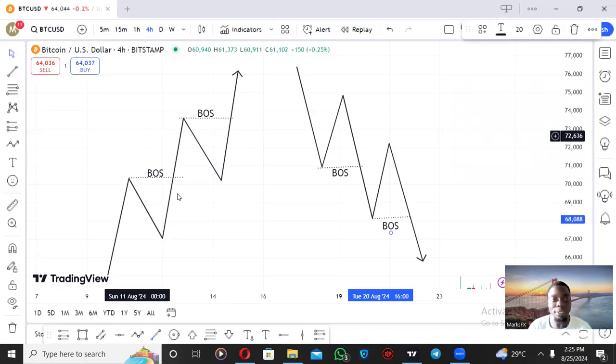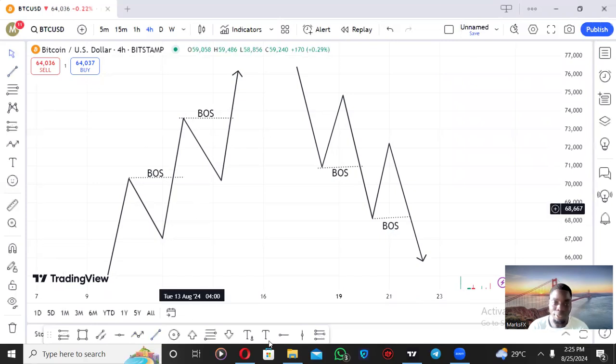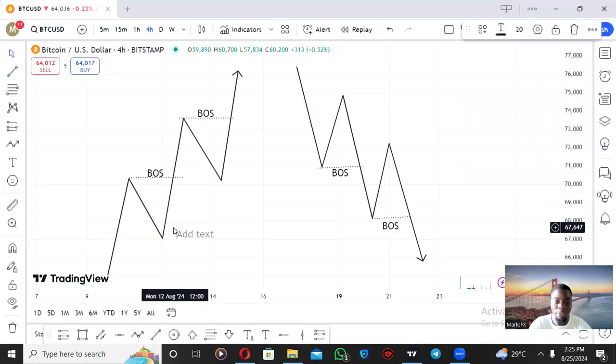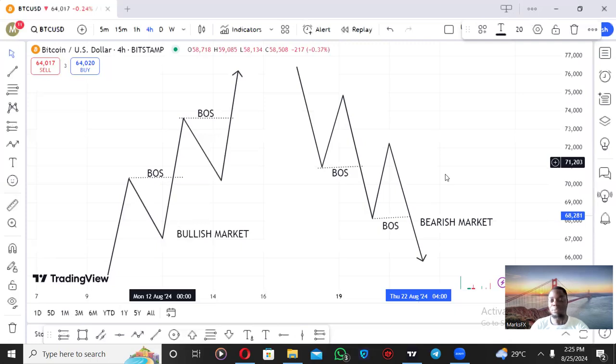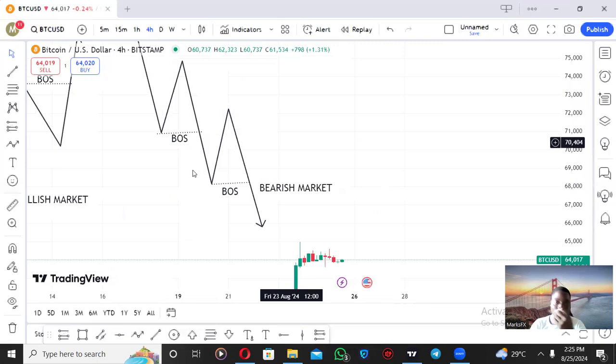So this is a bullish market. A bullish market, okay? And then this market is a bearish market, right? So it's a bullish market. This was a bearish market. Take note of that. This is actually basic.